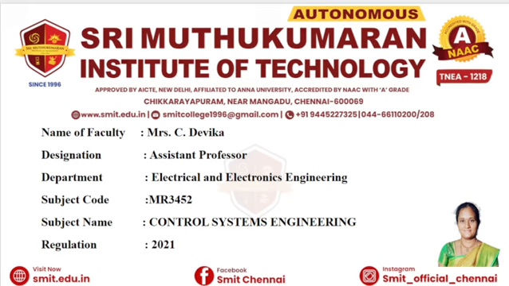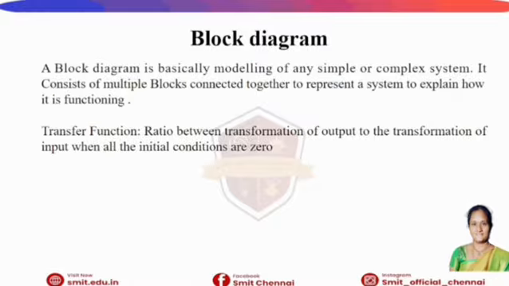Now we are going to see a topic, block diagram. A block diagram is a graphical representation of a control system. It is used to model both simple and complex systems. It consists of blocks, summing points, and takeoff points connected together. Each block represents a component or a subsystem. The diagram helps us understand how the system works and how signals flow from input to output.